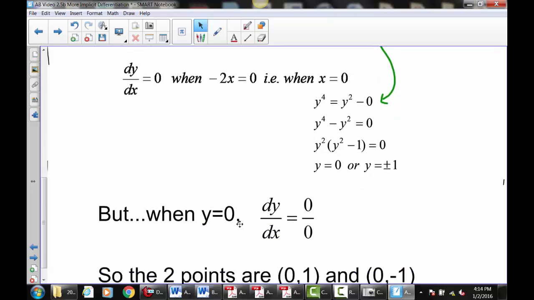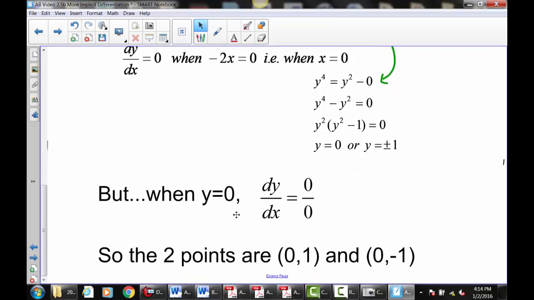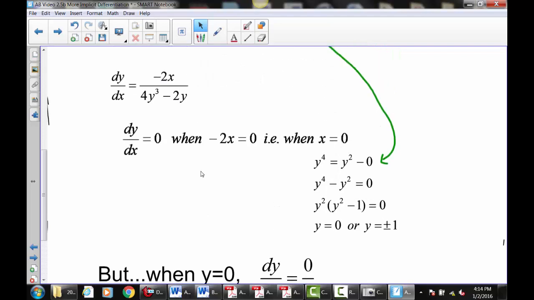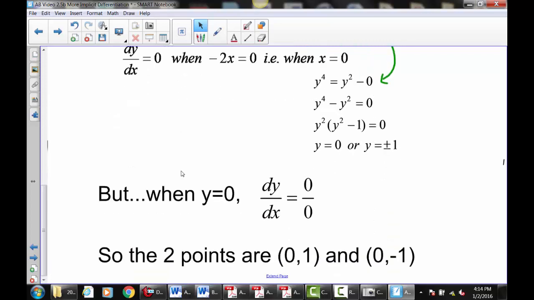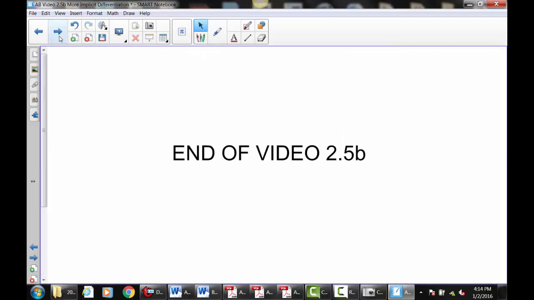But you have to be careful. When y equals 0, if you go back, then this expression, remember, we found out it happens when x equals 0. If you replace both x and y by 0, you'd end up with 0 over 0, which is not 0. There would not be a horizontal tangent line at y equals 0. So the only points we get to keep are the points (0, 1) and (0, negative 1), but we can't keep this. That's a very tricky thing. And that's the end of video 2.5b.